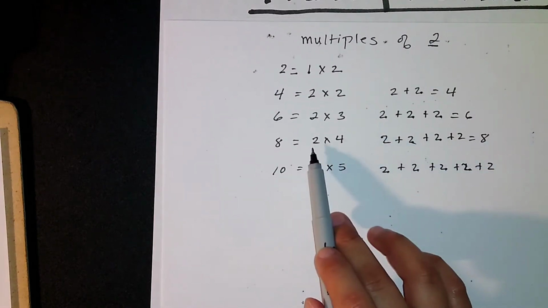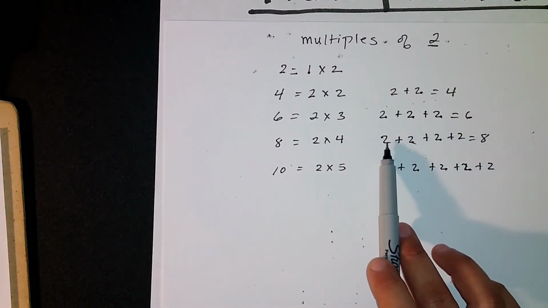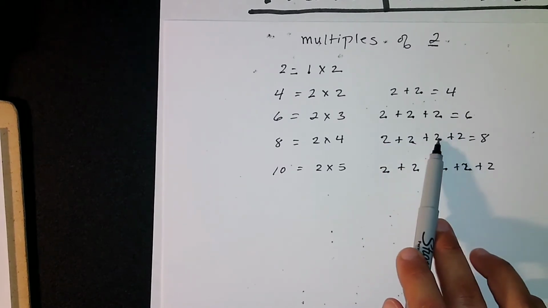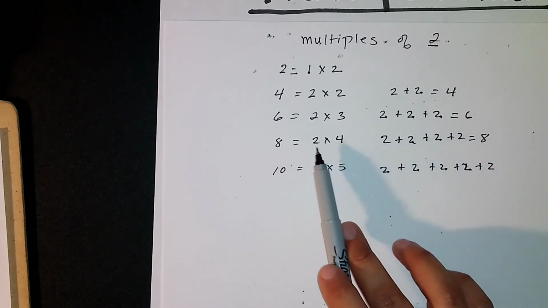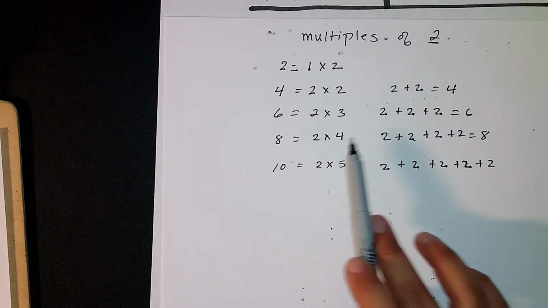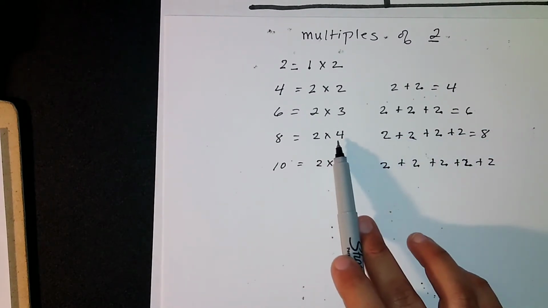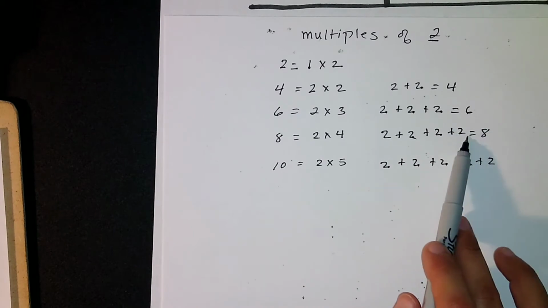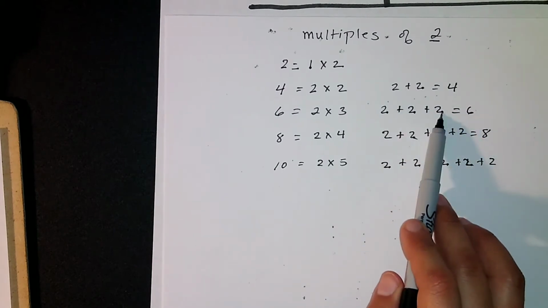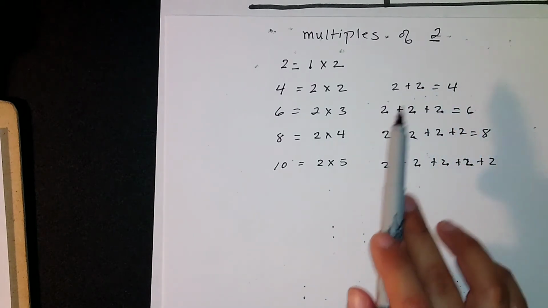Same thing with here. 2 times 4. We have 4 sets of 2. 1, 2, 3, 4. 2 times 4 is 8. We have 4 2's here. We have 3 2's here. And we have 2 2's here.